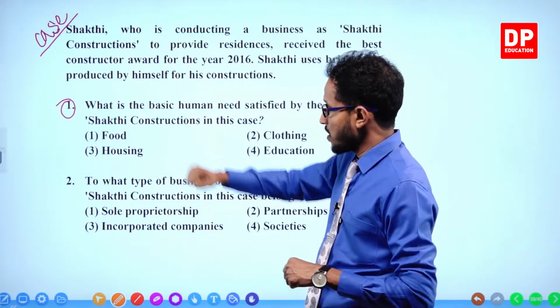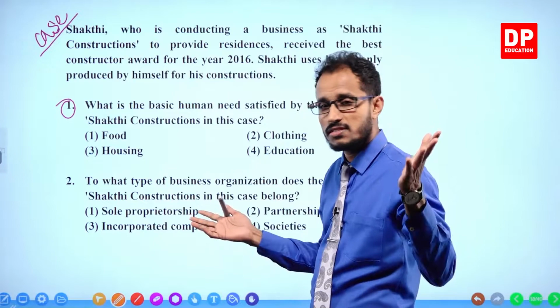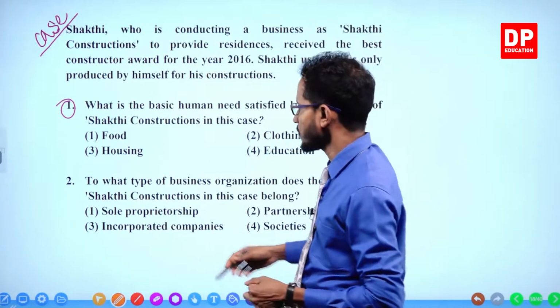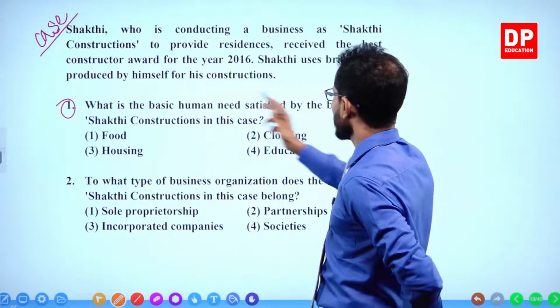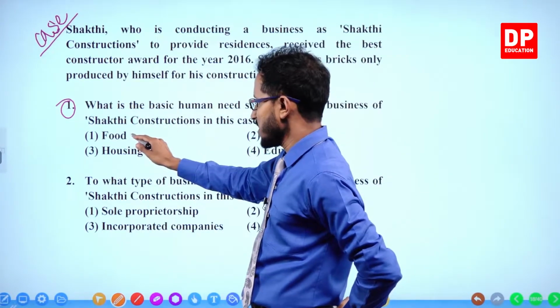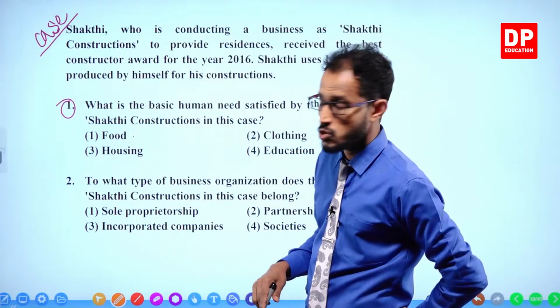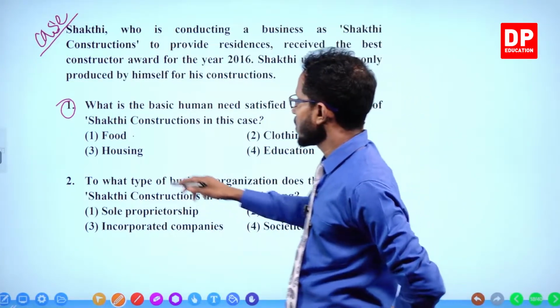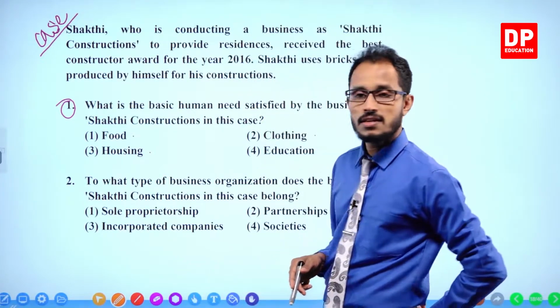So there are altogether 8 basic needs. What is the basic human need satisfied by the business of Shakti? Food is a need. That is true. Clothing is a need. That is true. Housing is a need. That is another need.